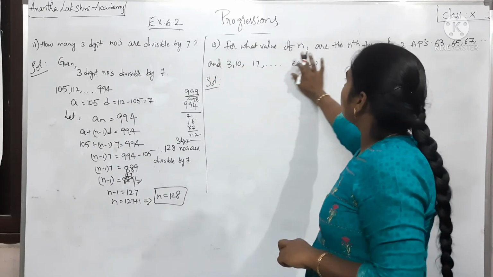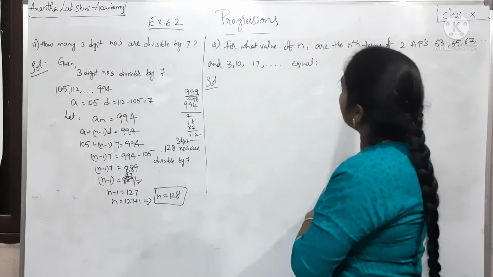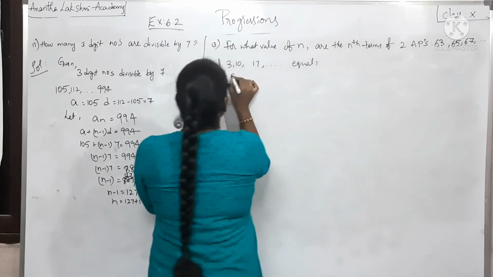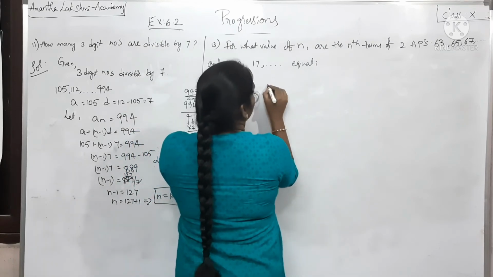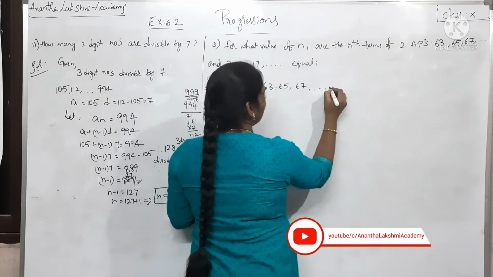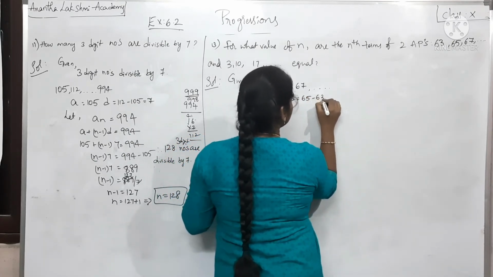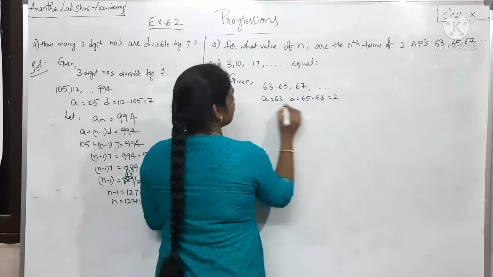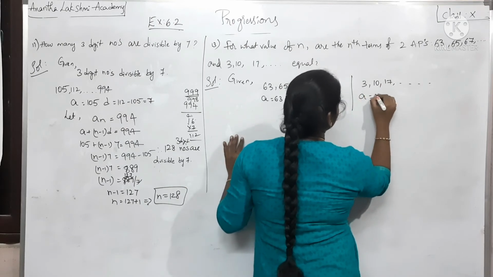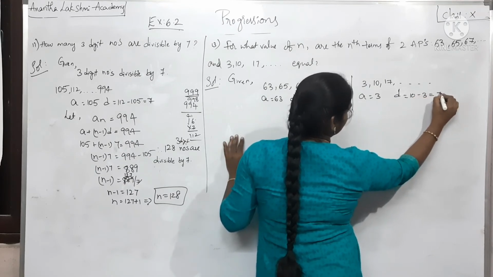So here, for what value of n are the nth terms of two APs equal? The first AP is this and the second AP is this. So what is given for us? Two APs are given: 63, 65, 67 and so on. For this, a is equal to 63, d is equal to 65 minus 63, which is nothing but 2. For the second series, again, 3, 10, 17 and so on, a is equal to 3, d is equal to 10 minus 3, which is 7.